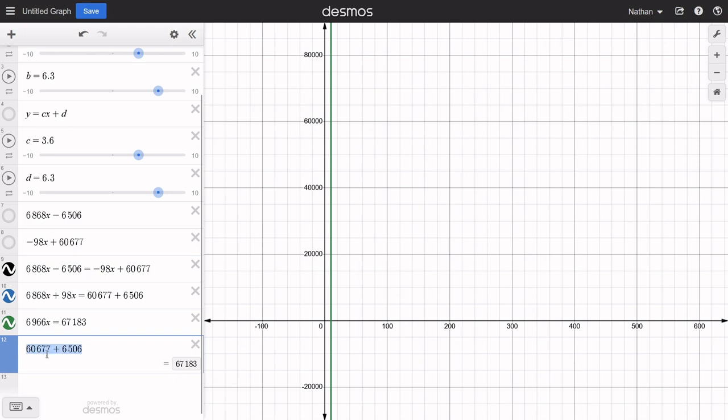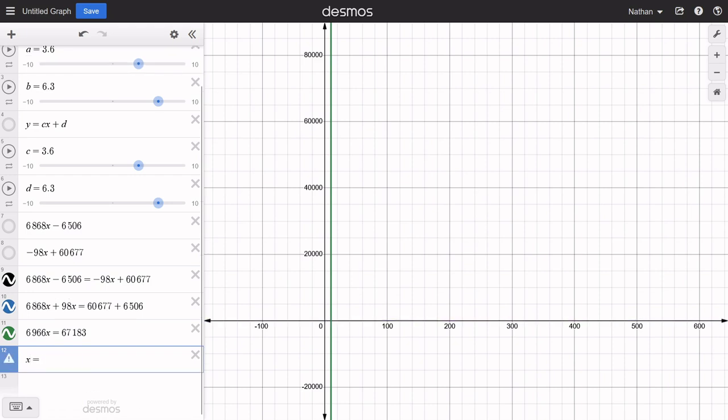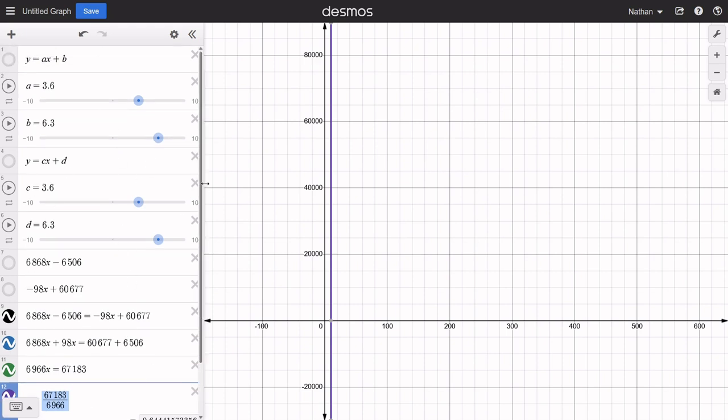And finally, of course, we're just going to do x equal to 67183 divided by 6966. And there's the exact solution for that system of equations. And this is going to be exact. Of course, this is going to be an approximation still, but that is how you can solve systems with Desmos.